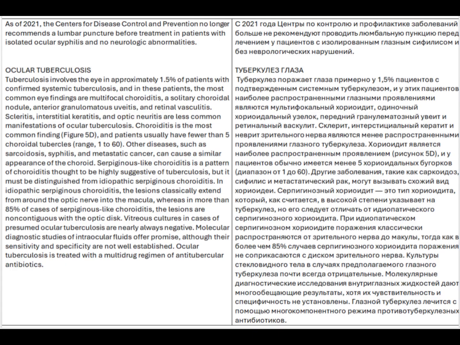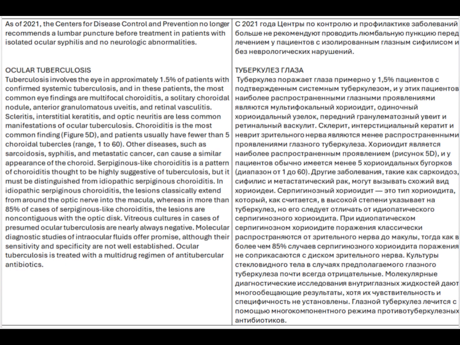Choroiditis is the most common finding, Figure 5D, and patients usually have fewer than 5 choroidal tubercles, range 1 to 60. Other diseases, such as sarcoidosis, syphilis, and metastatic cancer, can cause a similar appearance of the choroid.